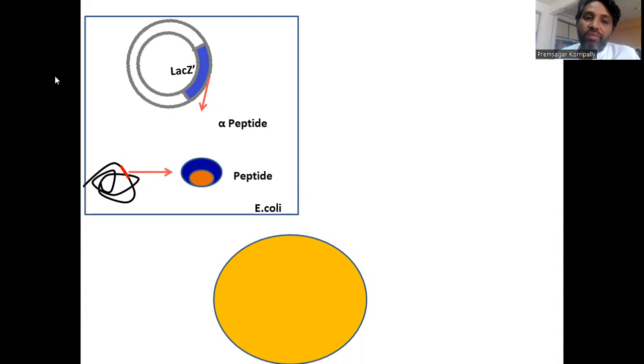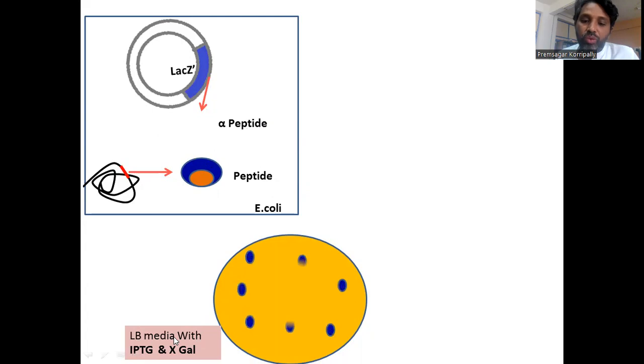So E. coli with the omega peptide and vector with the alpha peptide can form blue colonies on the media with the IPTG and X-gal. You can see blue colonies, right?